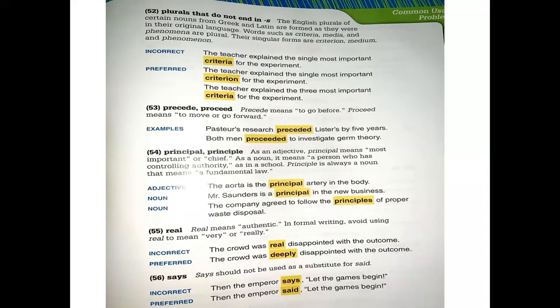Number 56, says should not be used as a substitute for said. The incorrect way is: then the emperor says, this is incorrect. Let the game begin. We do not use says, he says, in the present form. We do not use it in the present tense. Then the emperor said. So avoid using says all the time, or using verbs in their basic form, or you can say in the present form all the time. You have to use the verb according to your time, according to the time you are referring to.